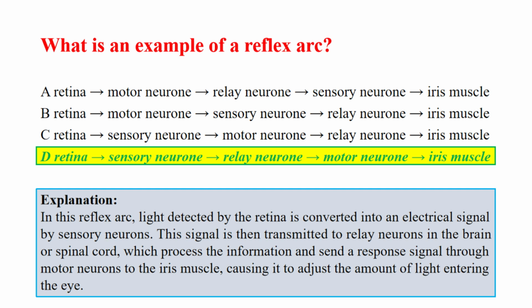4. Motor neuron. The response is then transmitted through motor neurons. 5. Iris muscle. Finally, the motor neurons signal the iris muscle to adjust, like contracting or relaxing, to control the amount of light entering the eye. So, in summary, the reflex arc is a streamlined path that ensures a quick response to stimuli, involving the sequence from sensory detection to muscle action.